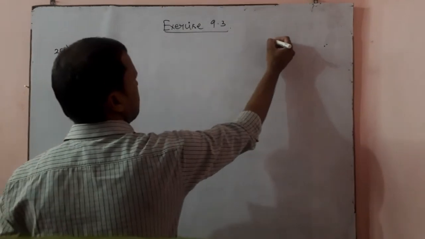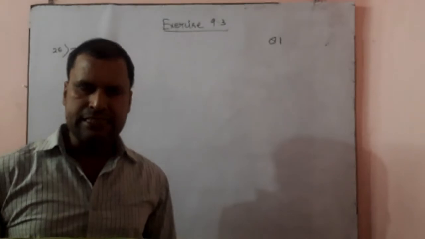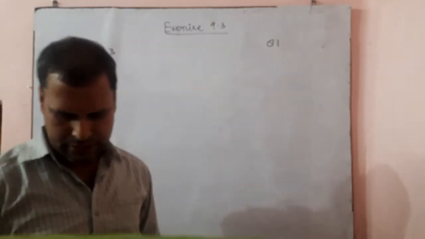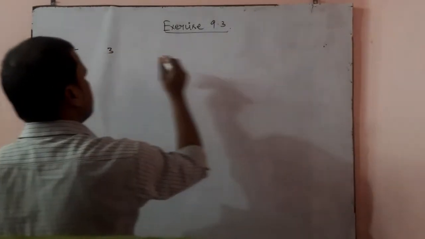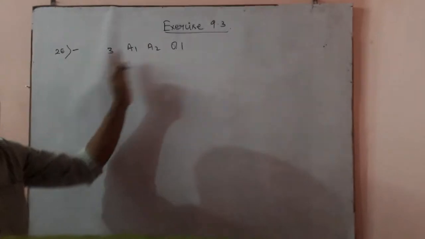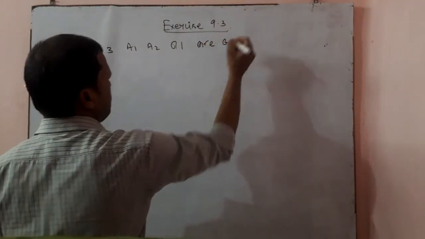So we have the numbers 3 and 81. Now you can insert the numbers between them. Insert two numbers between them. Suppose A1 and A2 are the two numbers, and the fourth one is 81, such that 3, A1, A2 and 81 are in GP.